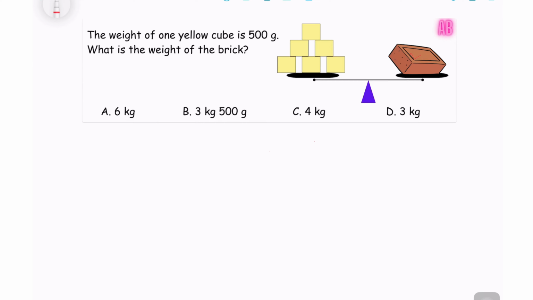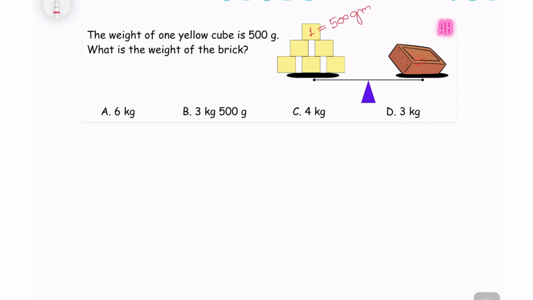Okay, so this is the next question on your screen. Question is saying that the weight of one yellow cube is equal to 500 grams. Okay, and in total we have six cubes. One, two, three, four, five, six cubes. And this is on a balance, which is balanced. Okay, so on the other side we have a brick. So whatever is the weight of the six cubes is equal to the weight of the brick.